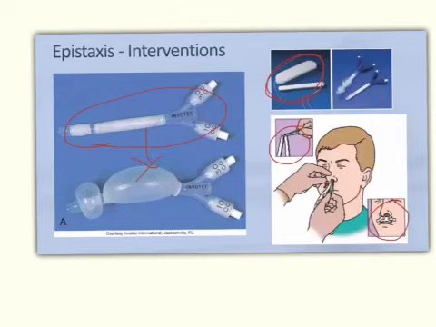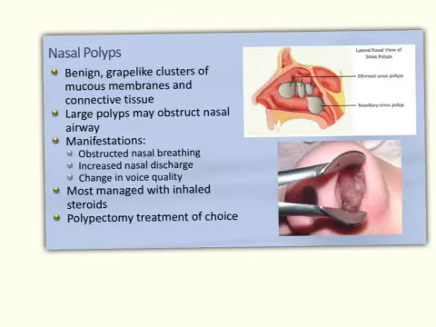It looks pretty big, but that's what they use. Next disorder is the nasal polyps. This is where benign grape-like clusters of mucous membranes and connective tissues are collected in there. There's a large polyp. Some of the large ones can obstruct the nasal airway.